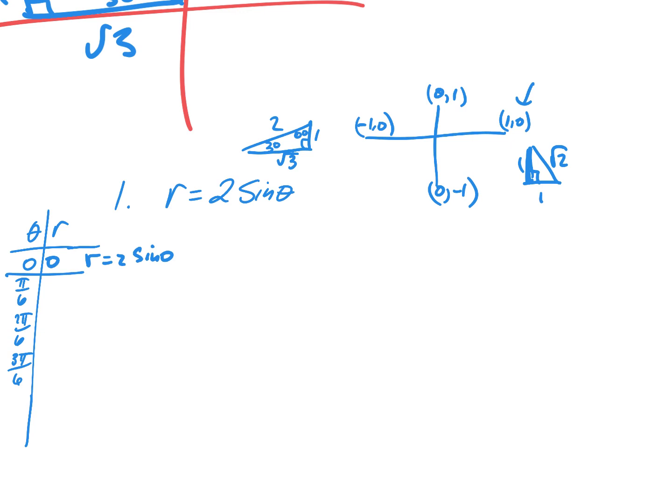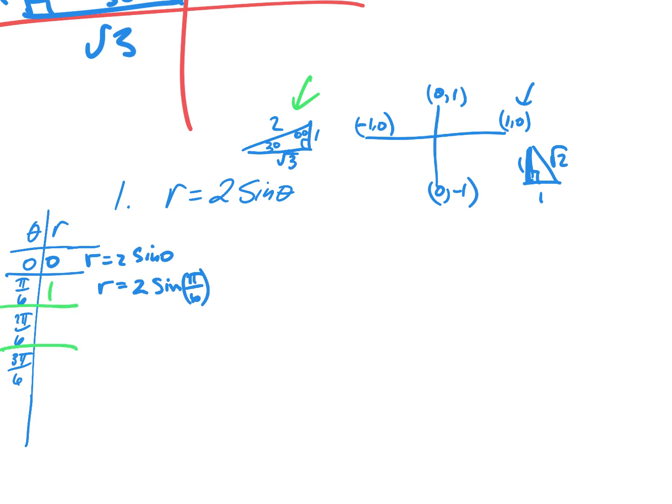Now let's put in pi over 6. R equals 2 times the sine of pi over 6. That's like the sine of 30. That's going to be this little triangle then. Sine of 30 is opposite over hypotenuse. That's a half. 2 times a half, it's 1.